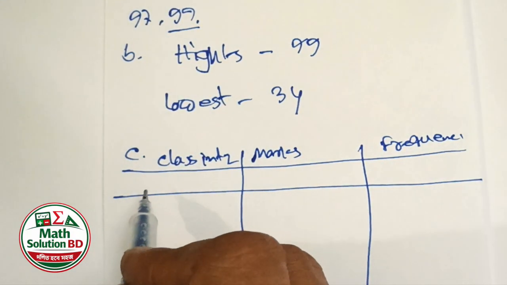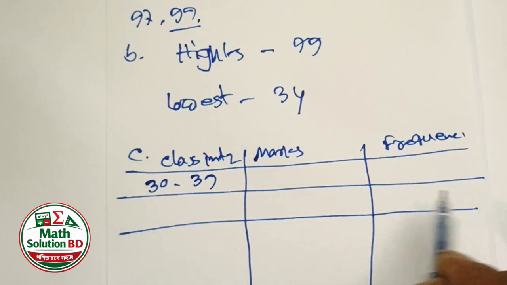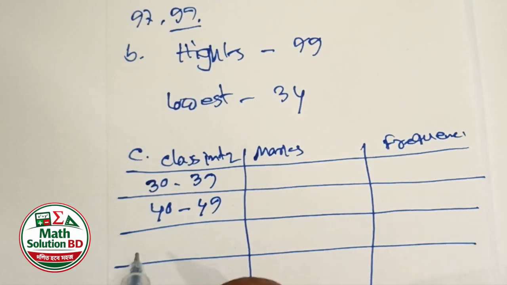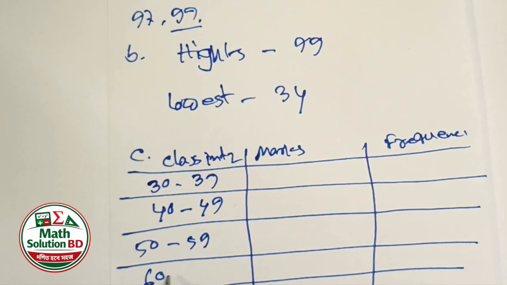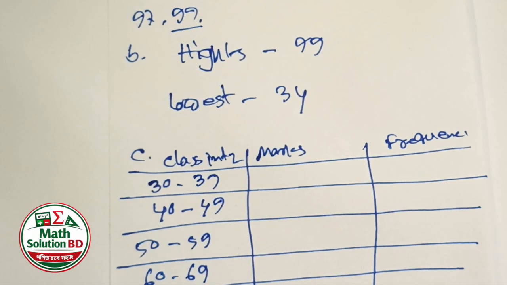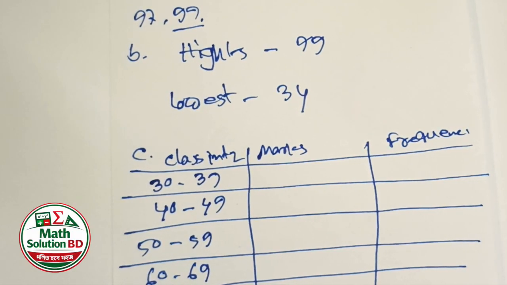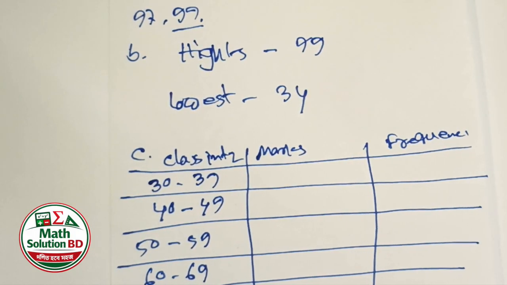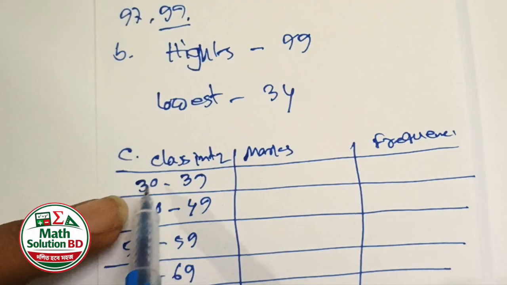Class interval 10, that means 30 to 39, 40 to 49, 50 to 59, 60 to 69, 70 to 79, 80 to 89, and 90 to 99. Then we decide in 30 to 39.